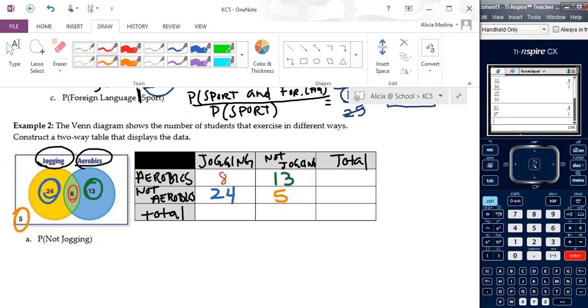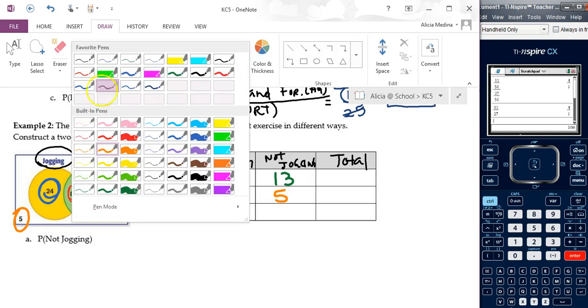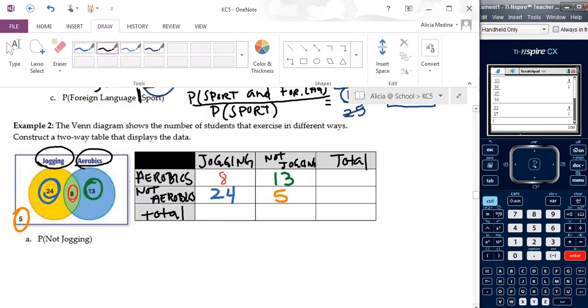All right, now we just simply add our rows and our columns to get our totals. All right, 8 plus 13 is going to be 21. 24 plus 5 is going to be 29. 8 plus 24 is 32. 13 plus 5 is 18. And no matter which direction I add, the 21 plus 29 or the 32 plus 18, both of them add up to 50, which means that I added everything correctly.